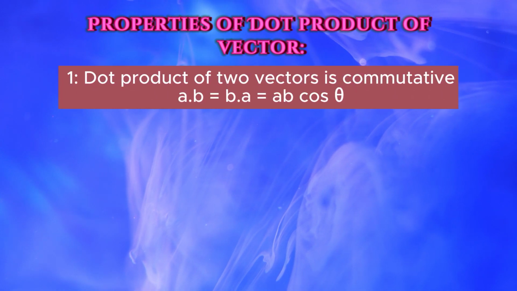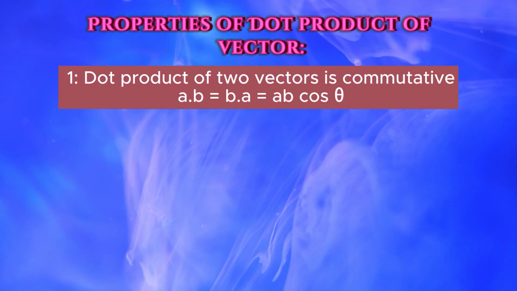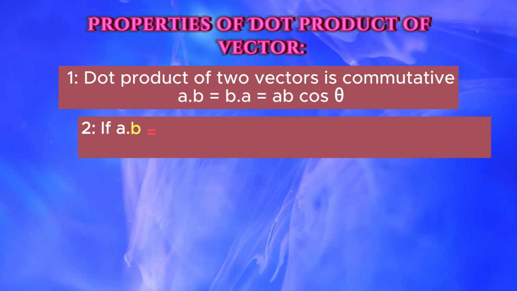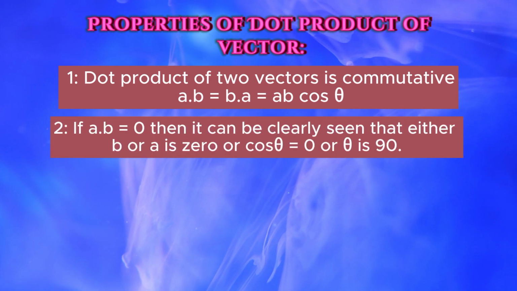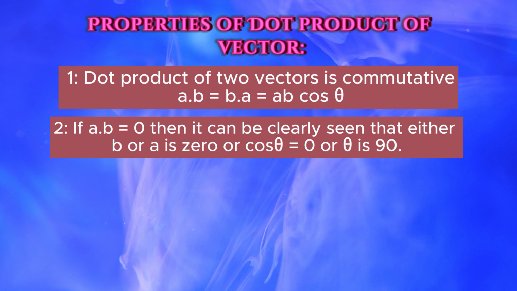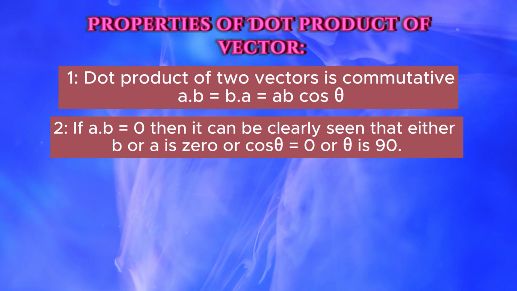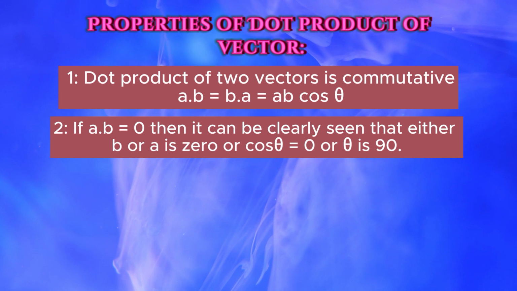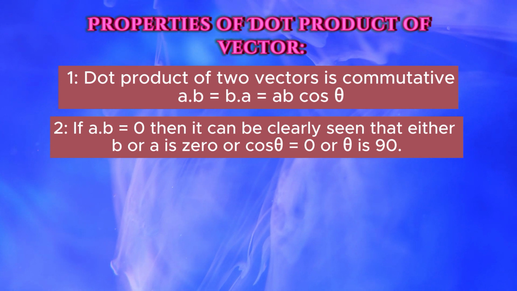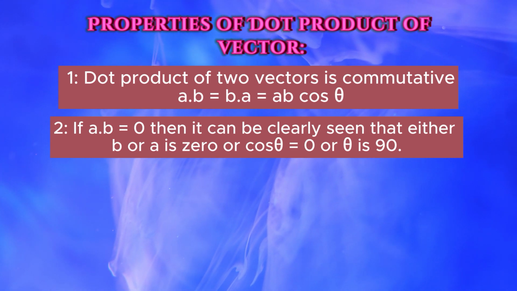Properties of the dot product of vectors. 1. The dot product of two vectors is commutative: a dot b equals b dot a equals ab cos theta. 2. If a dot b equals 0, then it can be clearly seen that either b or a is 0, or cos theta equals 0, or theta is 90 degrees. It suggests that either of the vectors is 0 or they are perpendicular to each other.